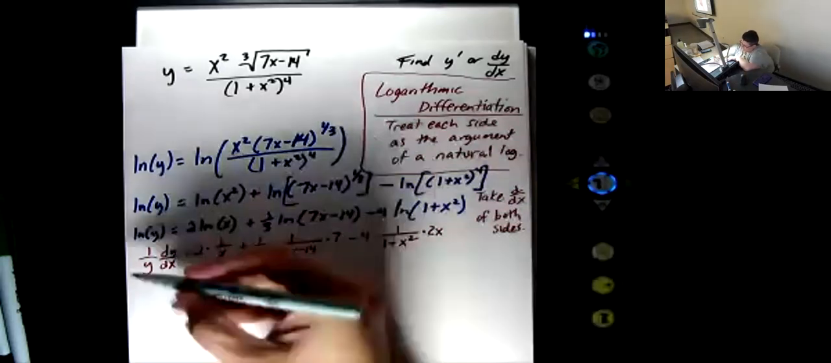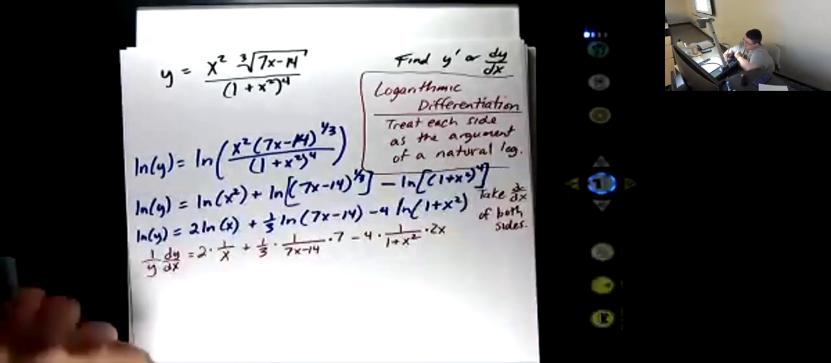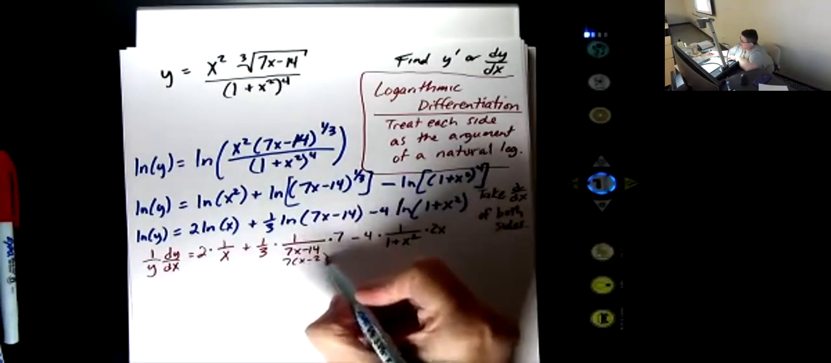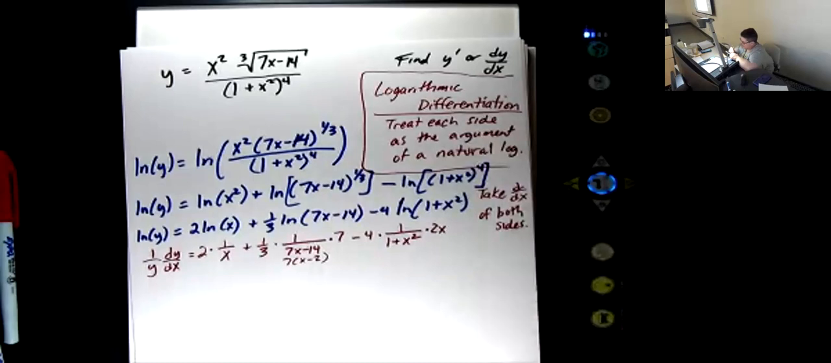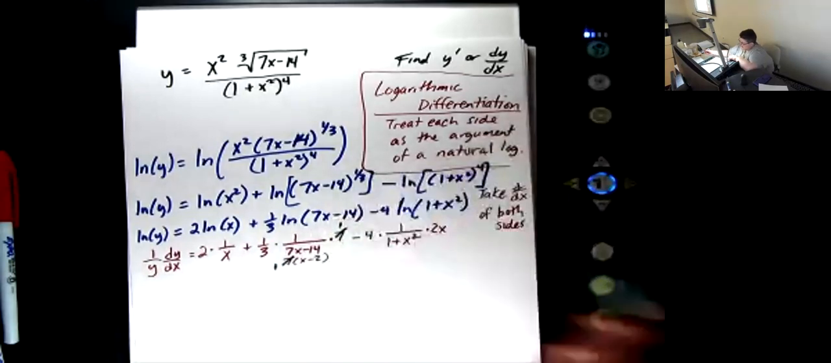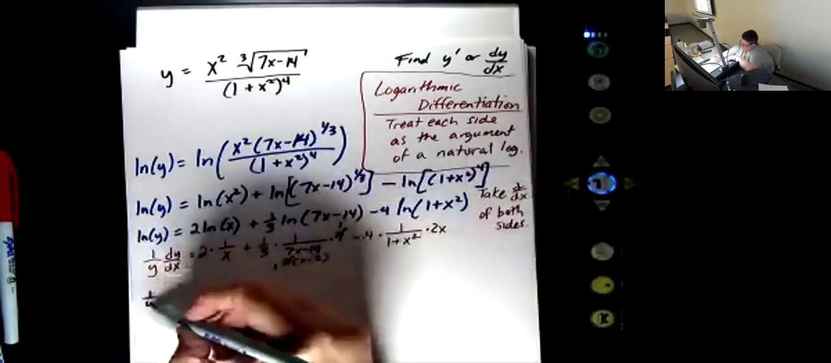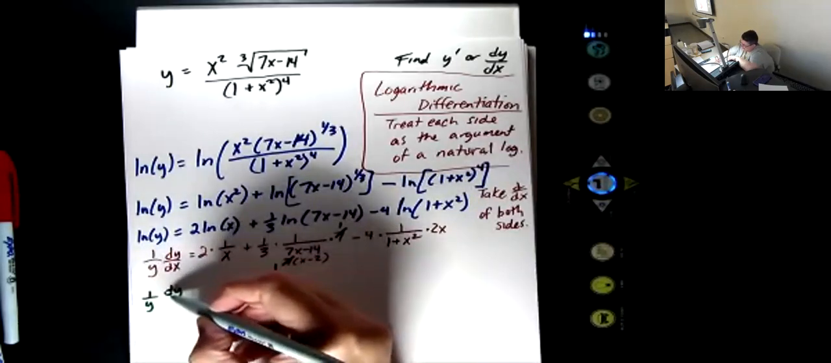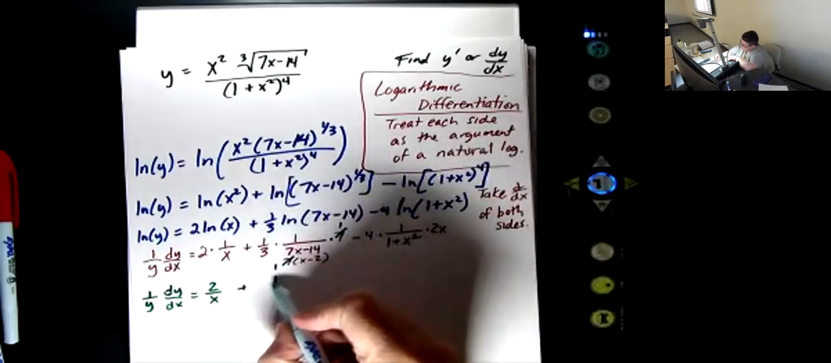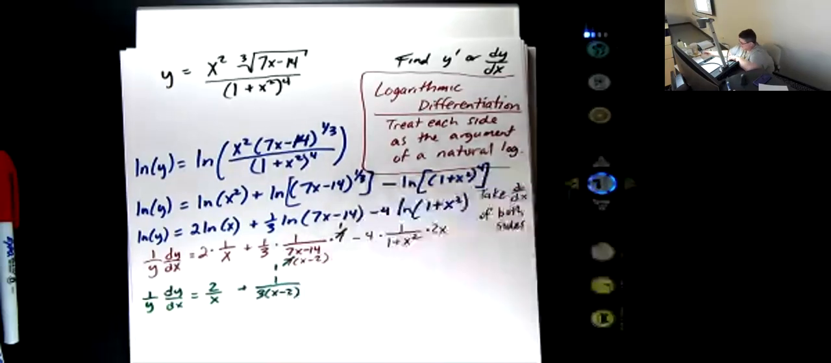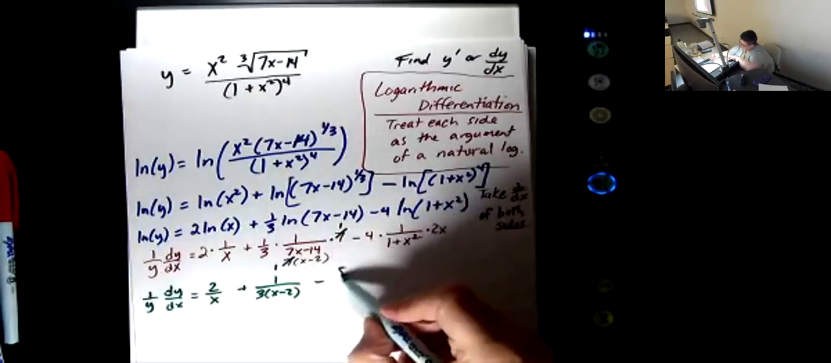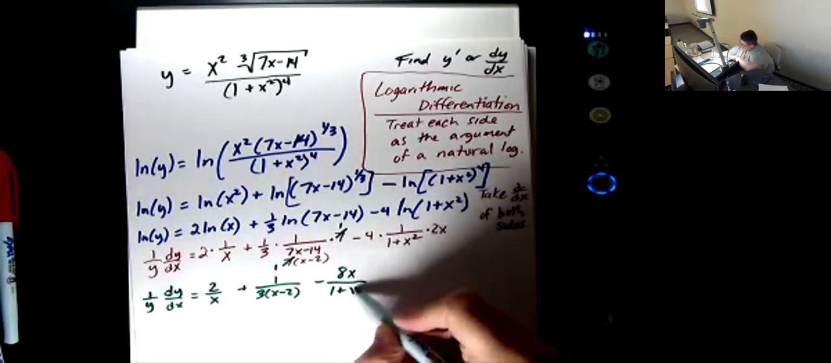So let's clean it up. It looks like I could factor a 7 out of this thing right here and make that 7 times x minus 2. And that would cancel with one of the 7s up here. That would cancel that 7. So I have 1 over y dy dx equals 2 over x plus 1 over 3 times x minus 2 minus, I've got 4 times 2x is 8x on top. And the bottom is 1 plus x squared.